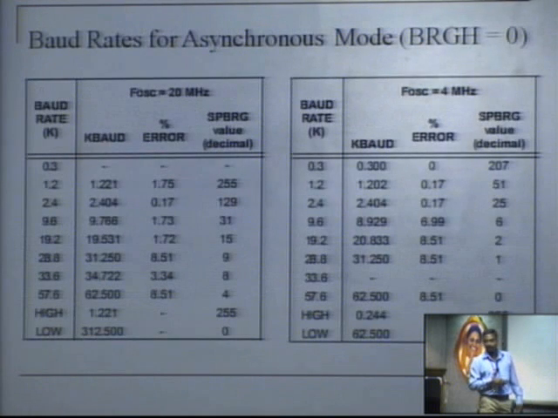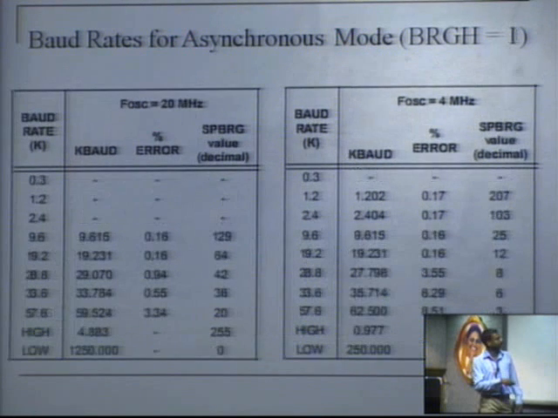These are the tables showing that. There will be two sets of tables. The first shows baud rates for asynchronous mode with BRGH 0. The second table shows baud rates for asynchronous mode with BRGH 1, so you should take this table. In the data sheet you will have many tables like this, and these two tables are different. Why? Here F oscillator is 20 megahertz, and here F oscillator is 4 megahertz. So which table should you refer to? You should refer to this table. You can see this is the baud rate in kilobaud, and this is your 9600 bits per second.